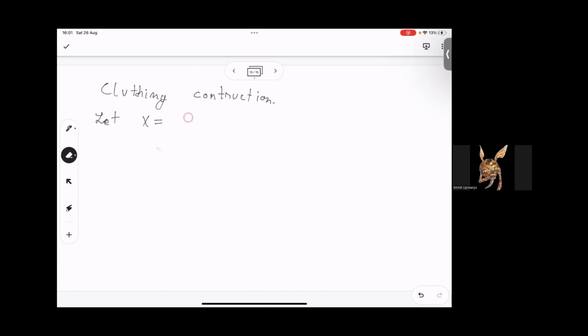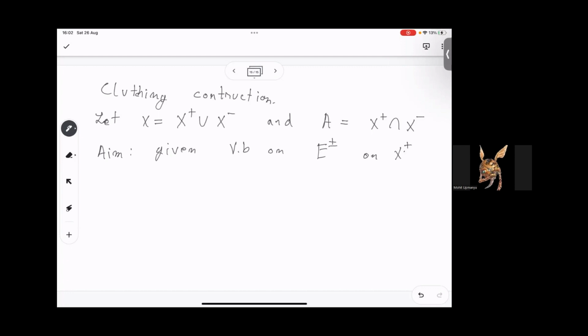So let X be a union of two spaces. I am going to call them X plus and X minus, and let A be equal to X plus intersected with X minus. Again, the aim is in kind of the reverse direction. Given vector bundles E plus and E minus on X plus and X minus, so we have two vector bundles, construct a vector bundle on X.